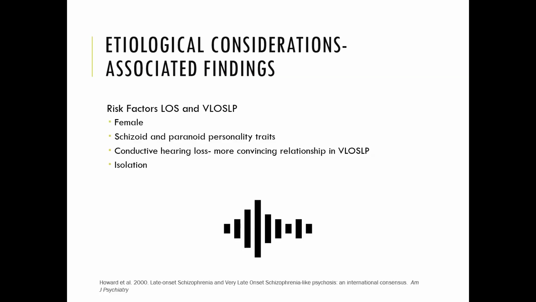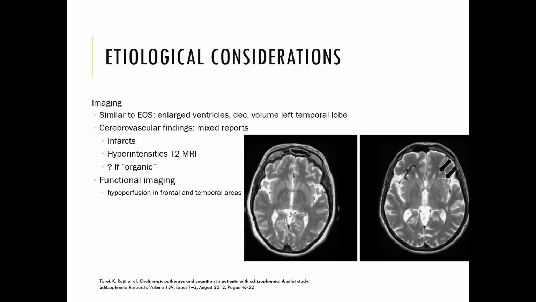Conductive hearing loss is also associated, as well as social isolation. There are also changes in imaging. Some of them are similar to early onset schizophrenia, such as enlarged ventricles and decreased volume in the left temporal lobe. However, they're much more likely to have cerebrovascular findings.